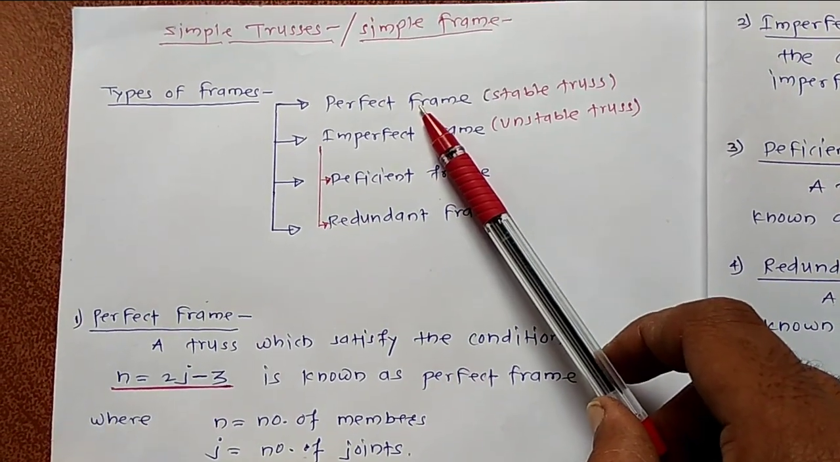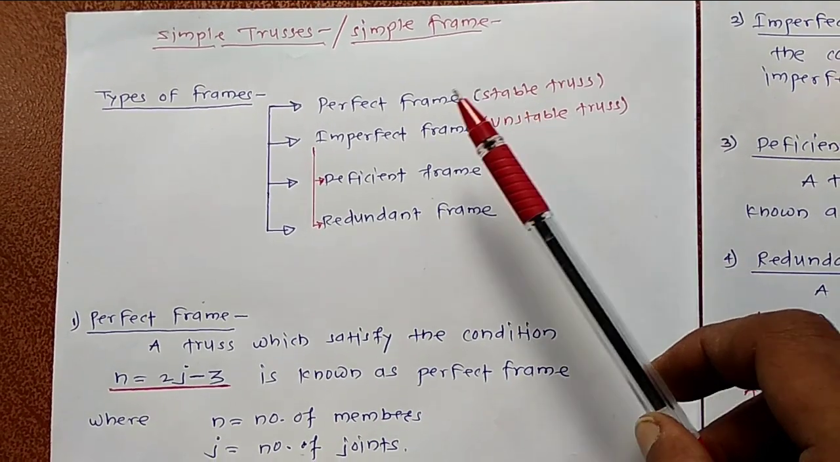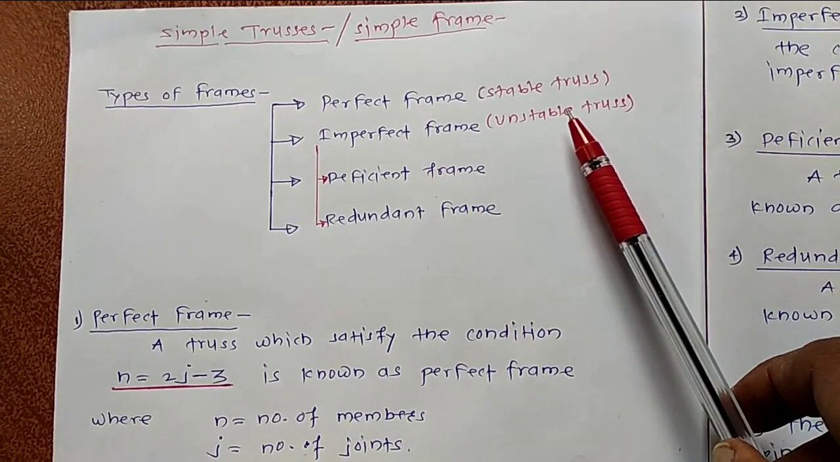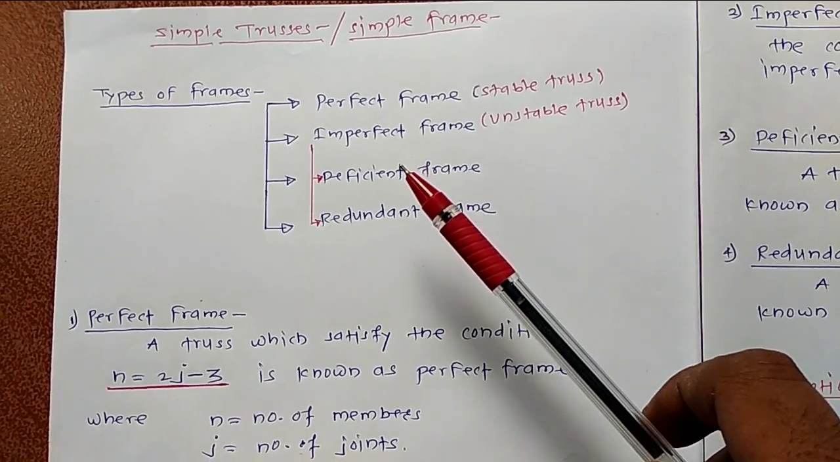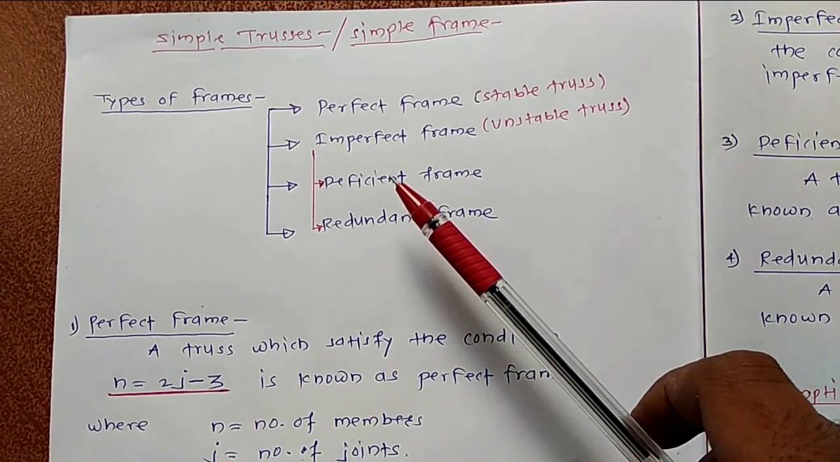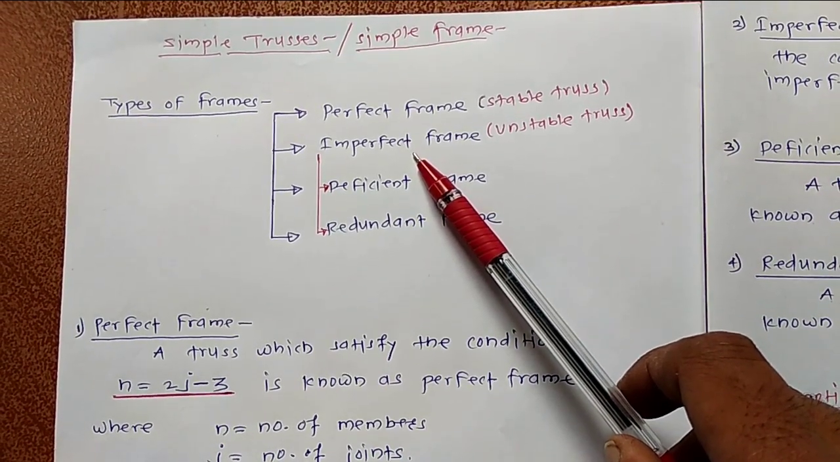The perfect frame is also known as the stable truss or stable frame. Imperfect frame is also known as the unstable truss. The deficient frame and redundant frame are the subtypes of imperfect frame.